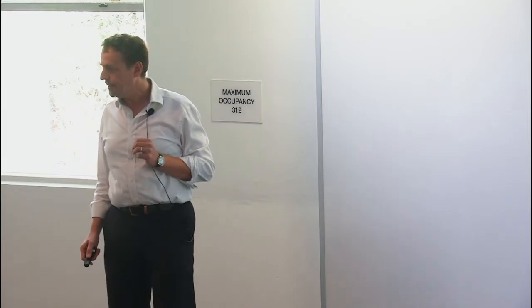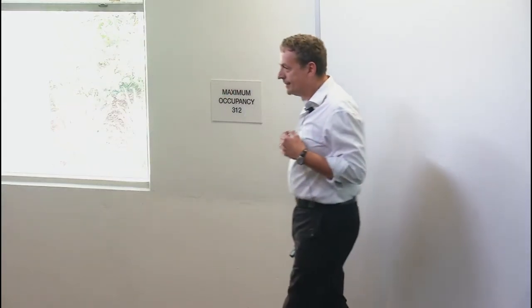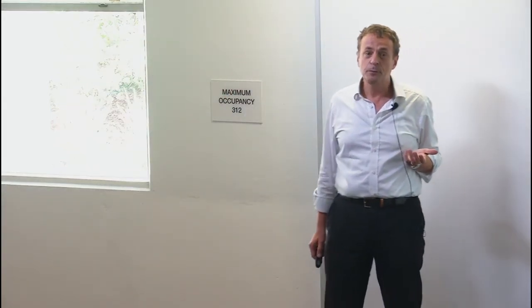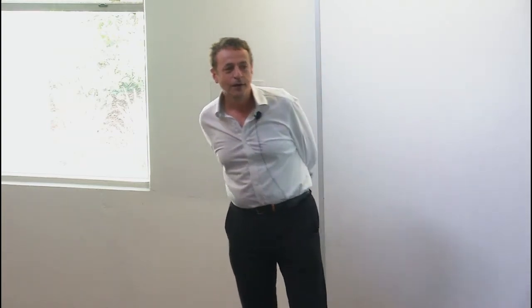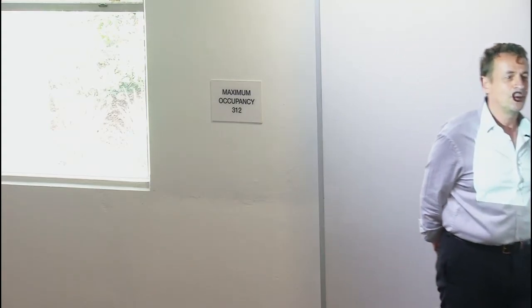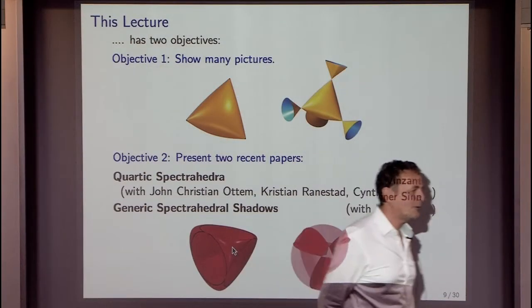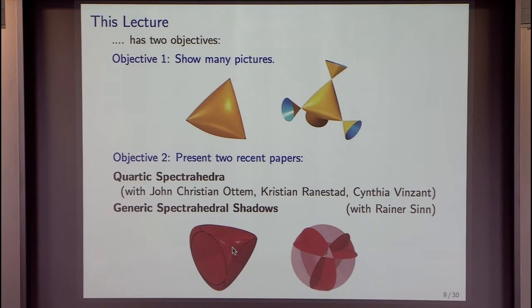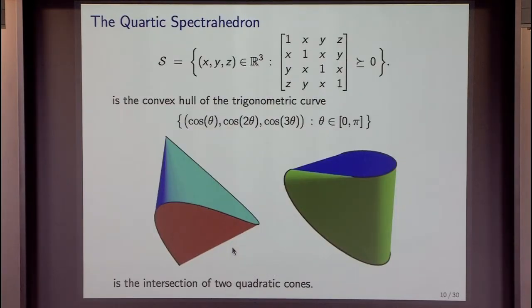Now Ben Recht, in his first talk, actually reduced one of his problems to semi-definite. Is Ben here? Hi Ben. So in your talk, you reduced one of your problems to a 4×4 semi-definite program. So that's what I'm going to talk about. Quartic Spectrahedra. Let's see some examples.